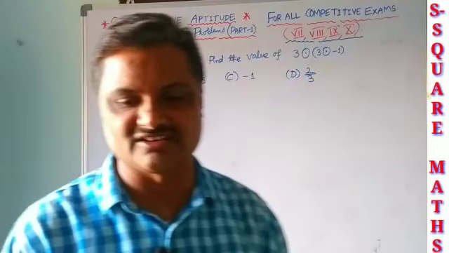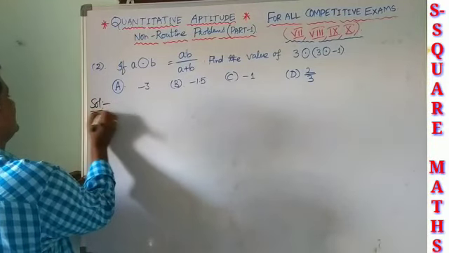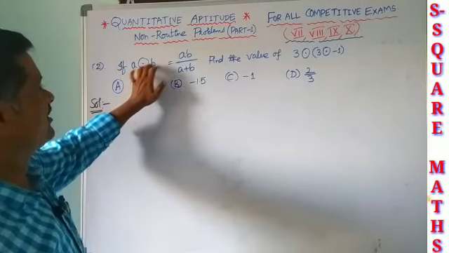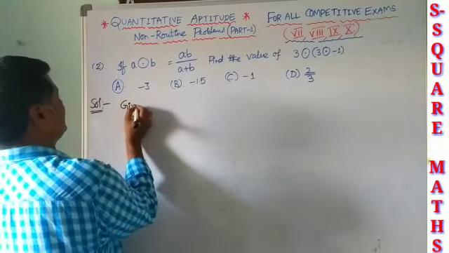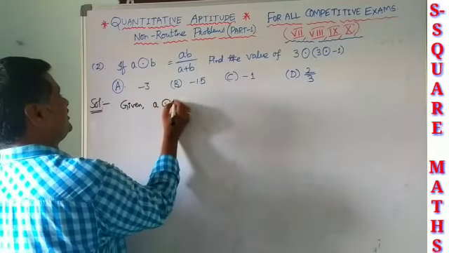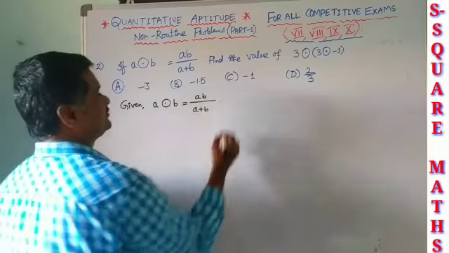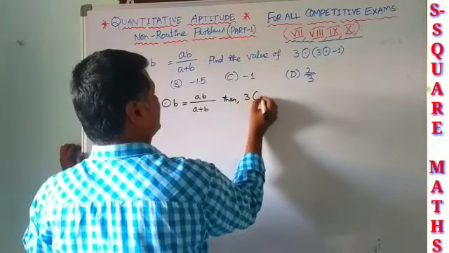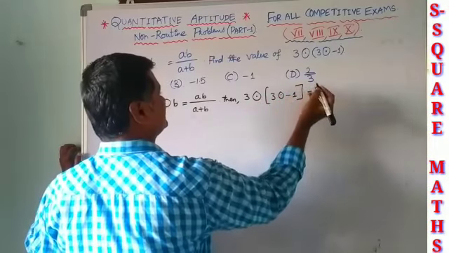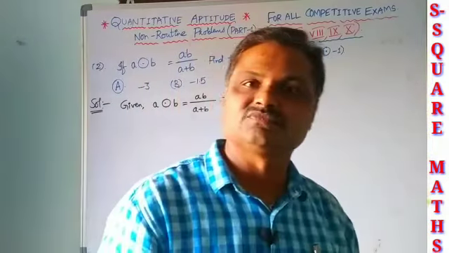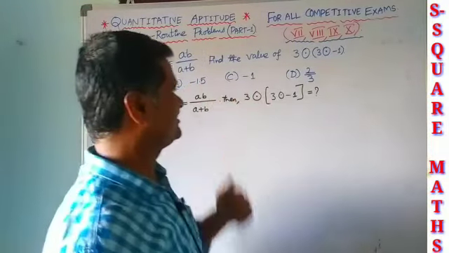So in order to do this, here is the solution. What is given? A circle dot B is equal to AB by A plus B. Then we have to find out the value of 3 circle dot of 3 circle dot minus 1. This is the value we have to determine. The options are: A is minus 3, B is minus 1.5, C is minus 1 and D is 2 by 3.